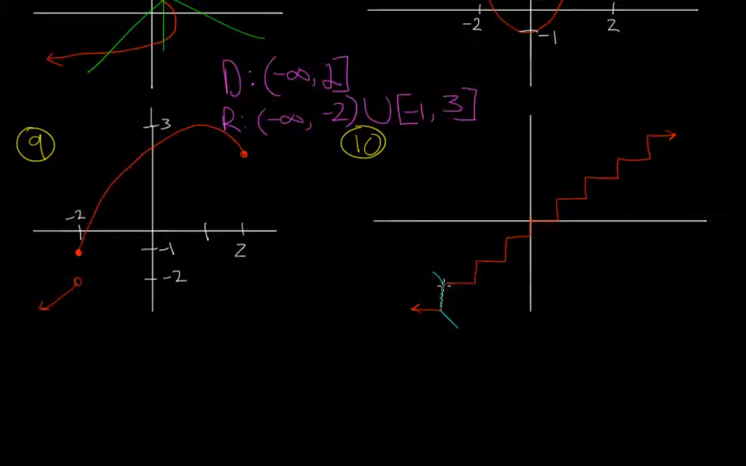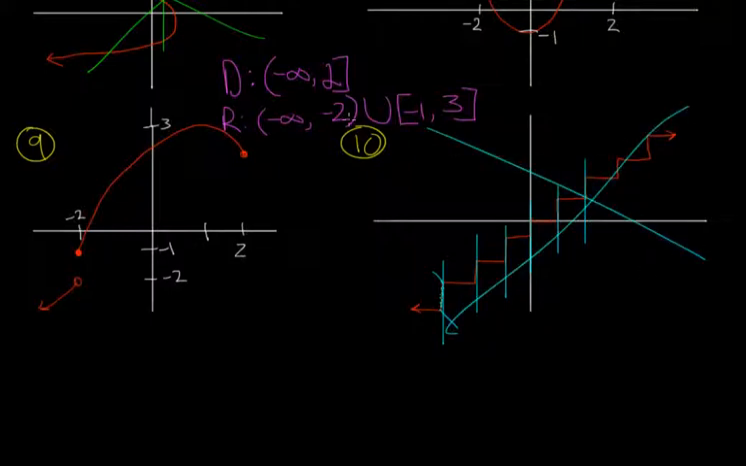points, a line basically, and that fails the vertical line test at each of these step-ups. Fails the vertical line test. So this isn't a function. We cannot find domain and range for something that is not a function.